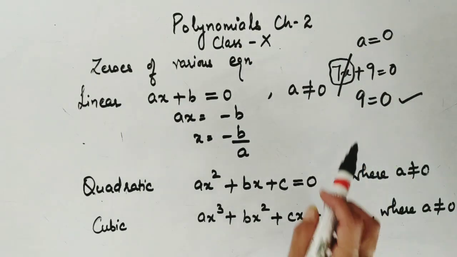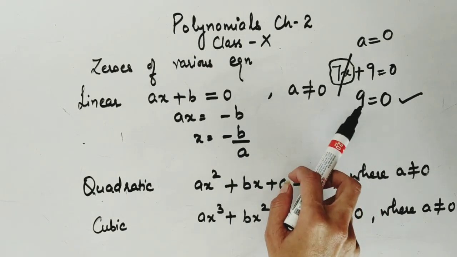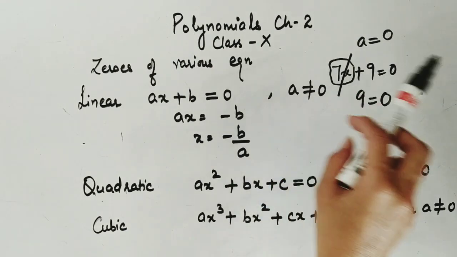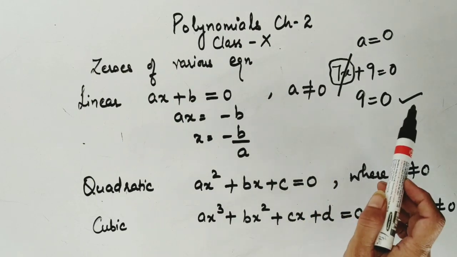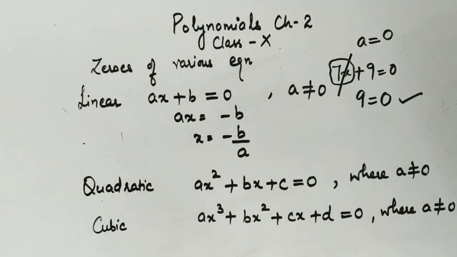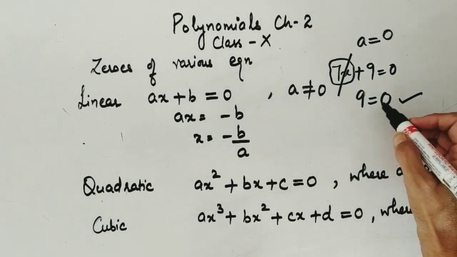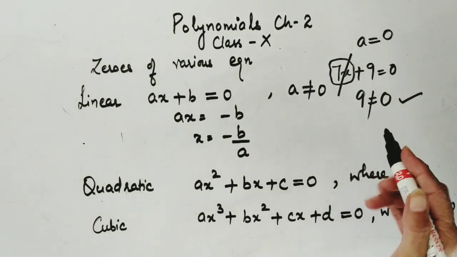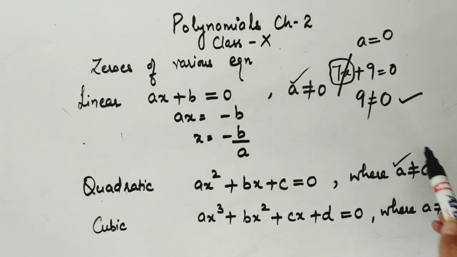Is it possible? Can one whole number equal another? 9 is a whole number, 0 is a whole number. Any two different whole numbers cannot be equal. So this is a vague statement. That's why these conditions are very important and must be written. I'm sure this much is clear to everybody.